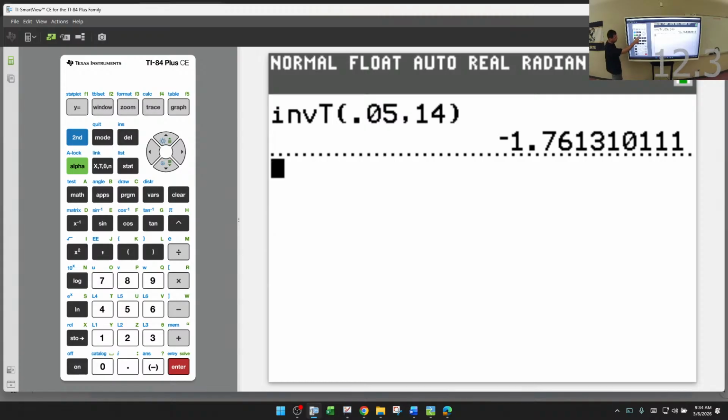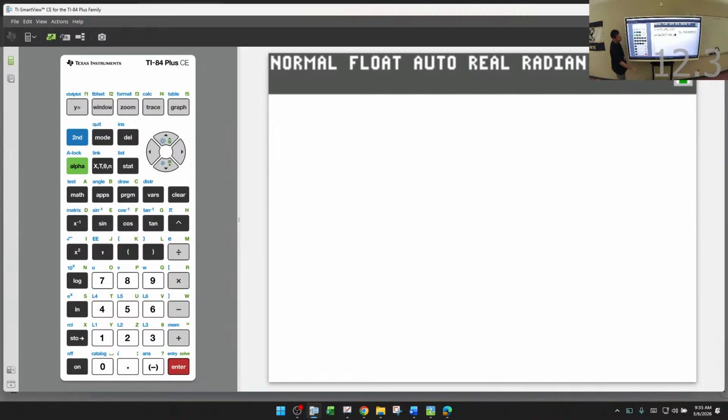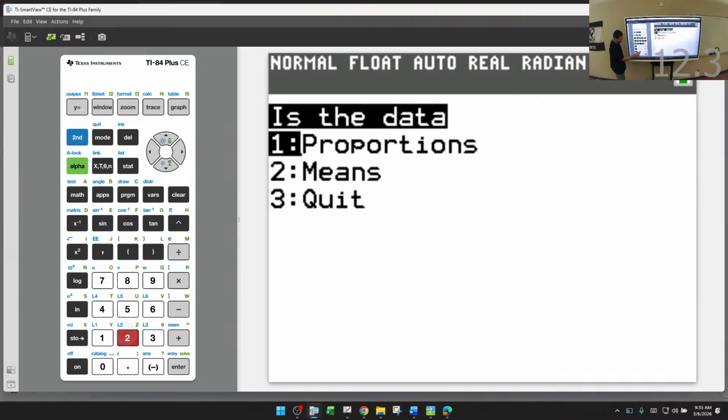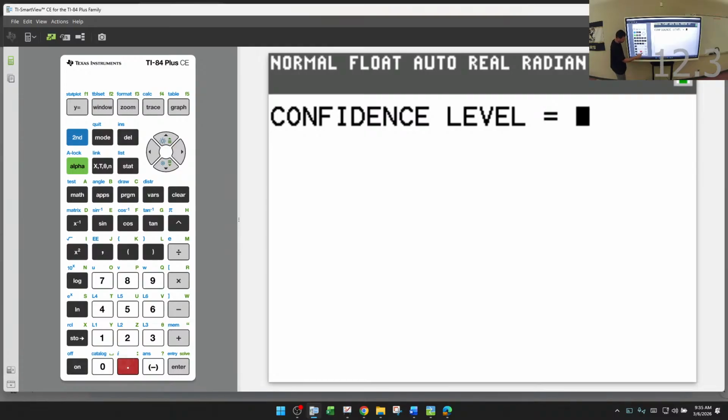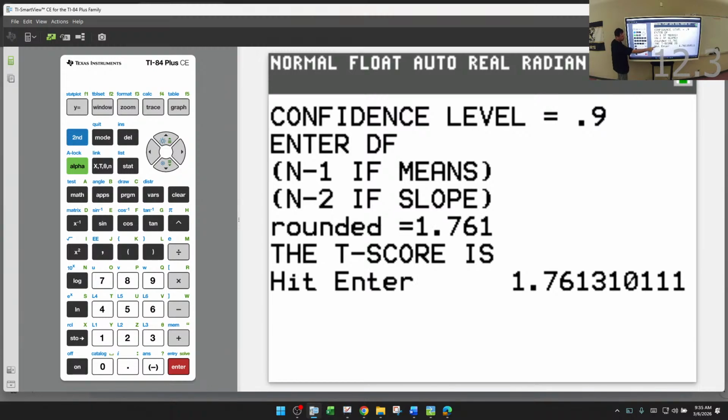If you've got the Coach Mayer program, that's the critical value. We hit enter on the critical value. It's means, and it's 0.9. Enter DF: n minus 1 if means, n minus 2 if slopes. 14, click. There's the t-score, 1.761.